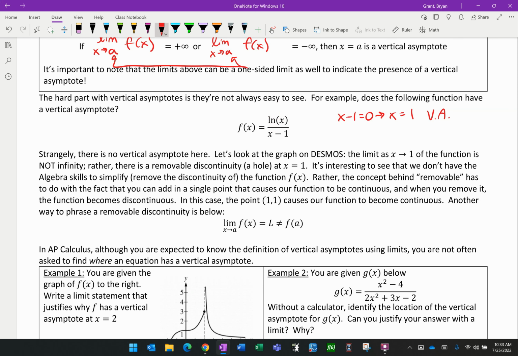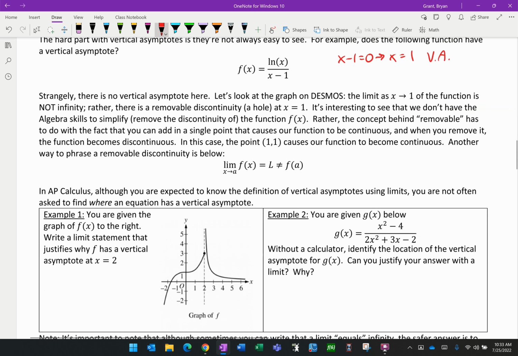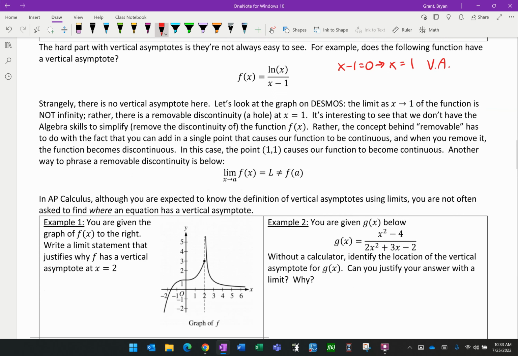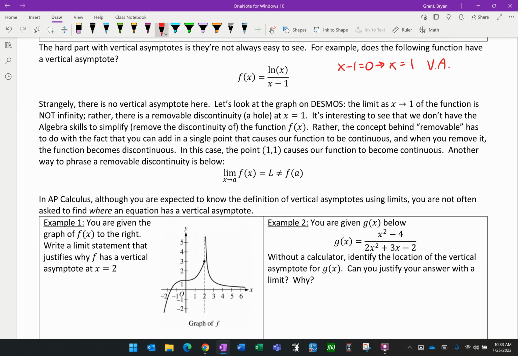So if they asked you something, they might ask you something like this example 2 down here. They'd give you this rational function and say, where does the vertical asymptote occur? You need to know how to do that. But once you start combining other functions, don't stress it at all.